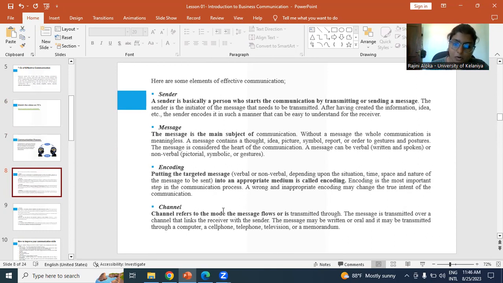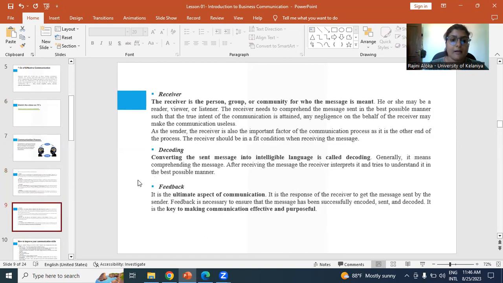Then we have channel. Channel refers to the mode the message flows or is transmitted through. The message is transmitted over a channel that links the receiver with the sender. The message may be written or oral, and it may be transmitted through a computer, cell phone, telephone, television, or memorandum. So these are some examples for channels.